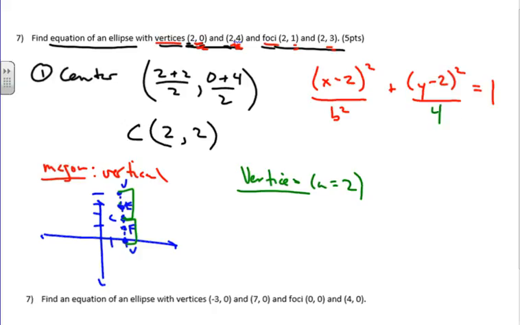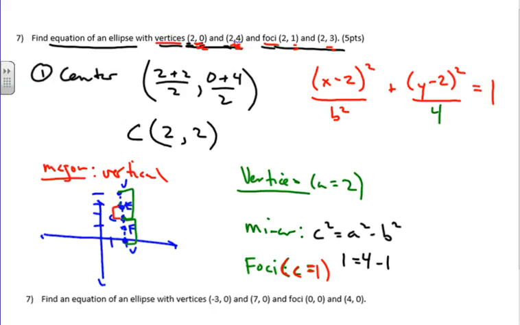Next, our b value is from the minor axis. We don't know anything about the minor points, but we do know something about the foci. The foci give the c value. Going from the center to the foci, we see that the c value is equal to 1. In doing so, we can now find b by taking this equation: c squared equals a squared minus b squared. If we take 1 squared, which is 1, equaling a squared, which is 4, minus b squared, we will realize that b squared is going to equal 3.